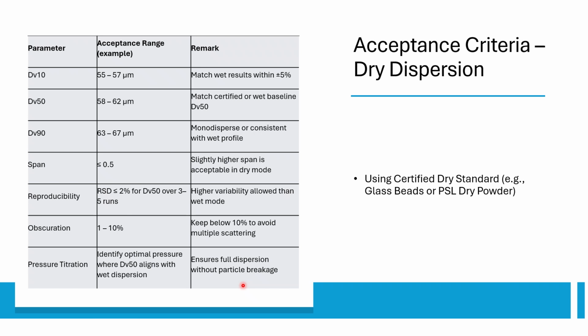So this is again just an example. We need to go with the vendor certificates and their instructions to check the acceptance range for the dry and wet dispersion, right?